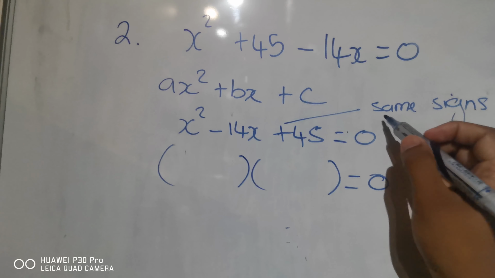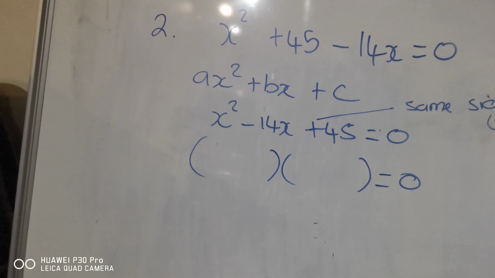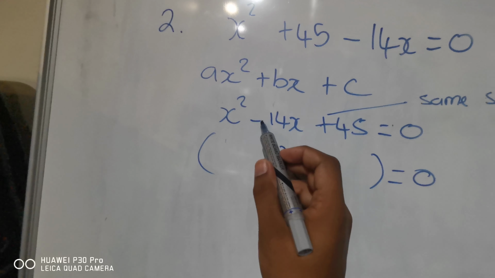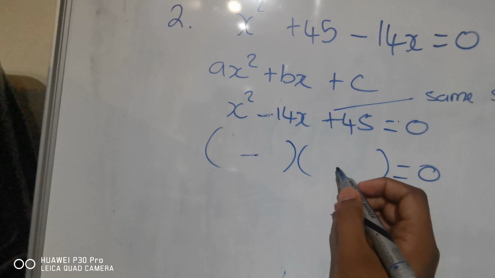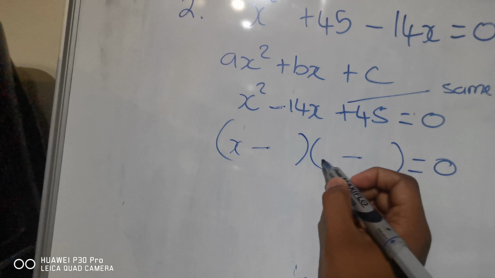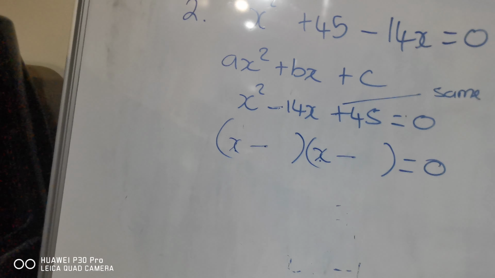And same signs means that both the brackets are going to have the same sign, and they can either be both positive or both negative. But I look at my middle term, that will guide me. If my middle term is negative, it means both are going to be negative. Then I put the x in one bracket, the x in the other bracket, because x multiplied by x gives me x squared.